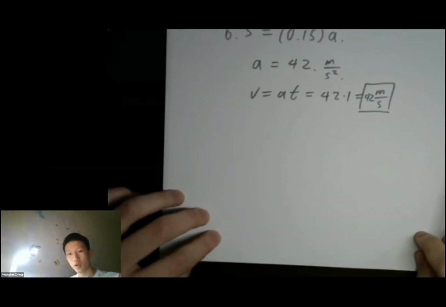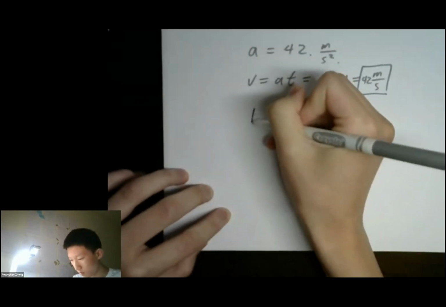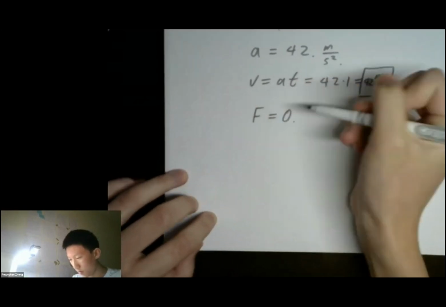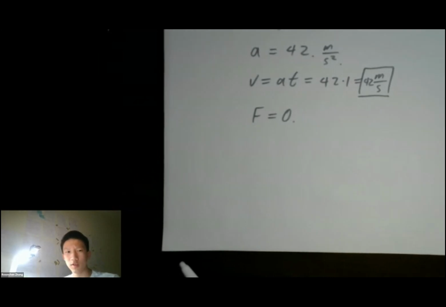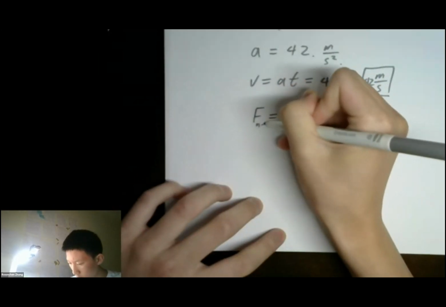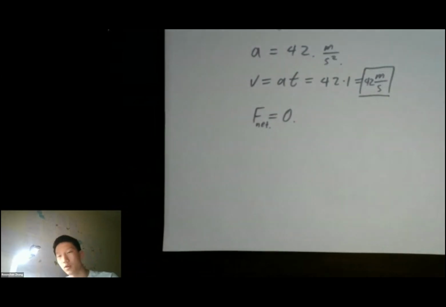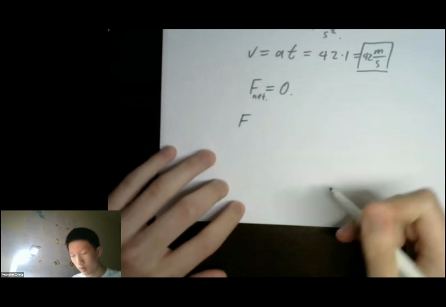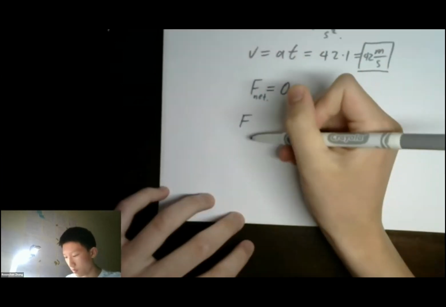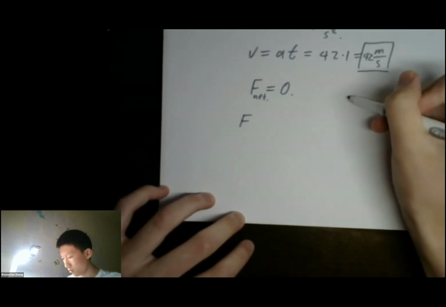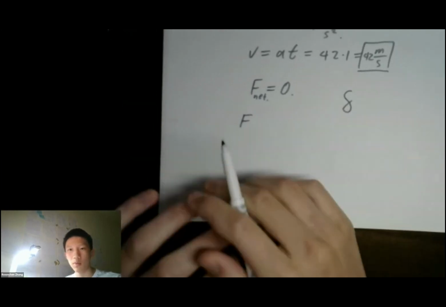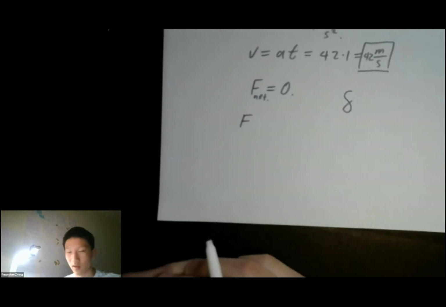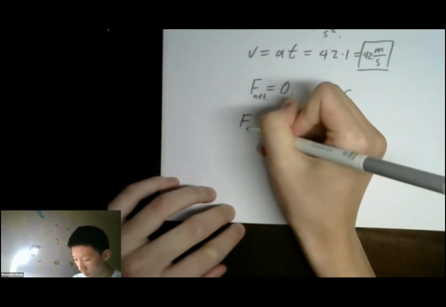Simple enough. What we're trying to get is that F is equal to 0. Really, what we should be saying is that F net is equal to 0. What does net mean? Net means the sum of all the forces. So currently, we've got one force. We got the force of gravity. And really, you could name this whatever you want. You can name this delta, but I'm going to go with F because I'm a boring person. F. Force of gravity, Fg.